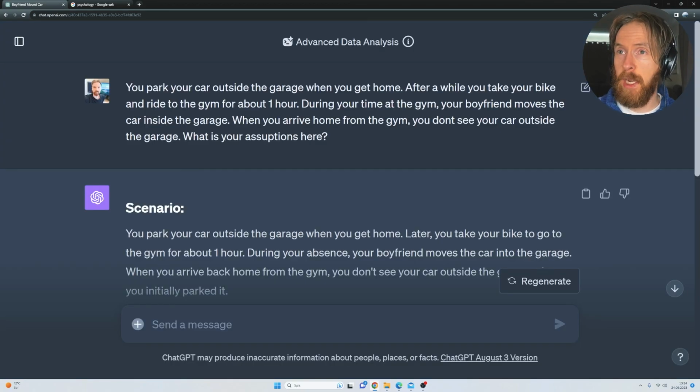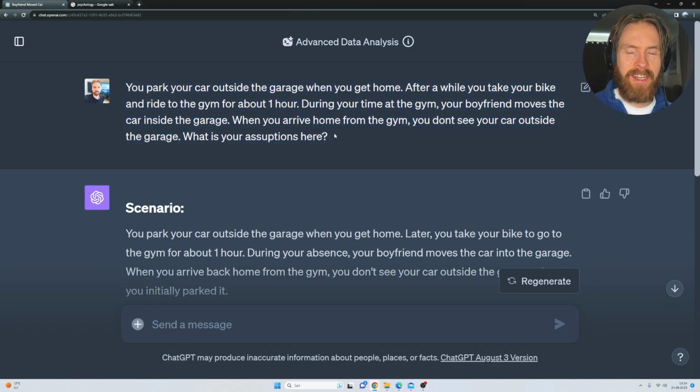This is one I just made up myself. You park your car outside the garage when you get home. After a while, you take your bike and ride to the gym for about an hour. During your time at the gym, your boyfriend moves the car inside the garage. When you ride home from the gym, you don't see your car outside the garage. What is your assumption here?